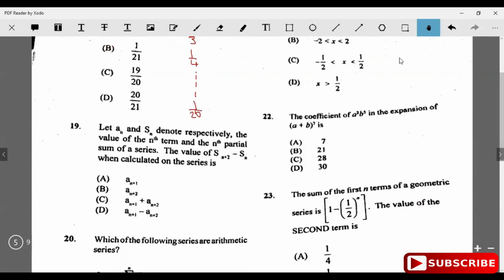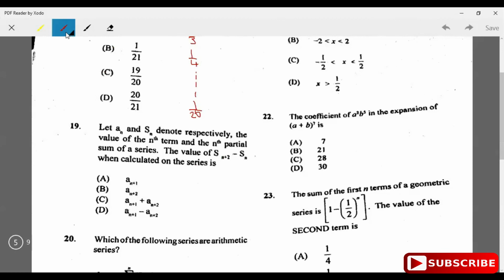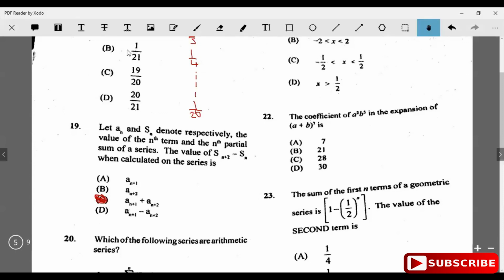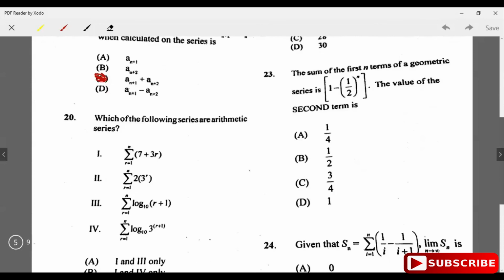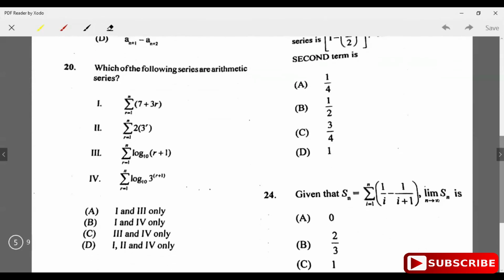Question 19. I think it's cat. Yes, easy. Another big repeat question. What's question 20? It's another repeat question. Arithmetic. 1 and 3.